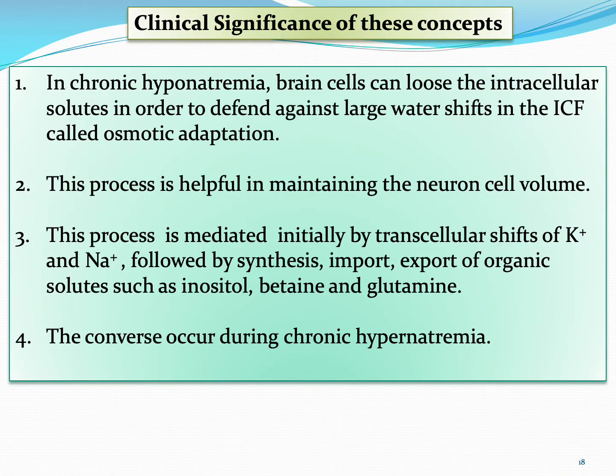Let's learn the clinical significance of these concepts. In chronic hyponatremia, for example, when the sodium concentration is low in the ECF, the water will tend to move inside cells to balance the ECF and ICF osmolality. Brain cells can lose intracellular solutes in order to defend against large water shifts in the ICF, and this process is called osmotic adaptation, helping in maintaining the neuron cell volume.